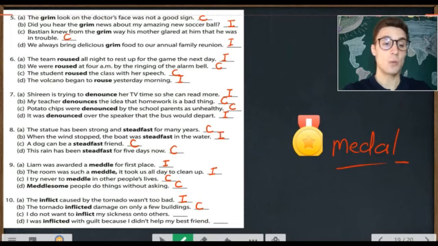C. I do not want to inflict my sickness onto others. That's correct. You can inflict your sickness, cause other people to become sick. And D. I was inflicted with guilt because I didn't help my best friend. Incorrect. It's not used right.